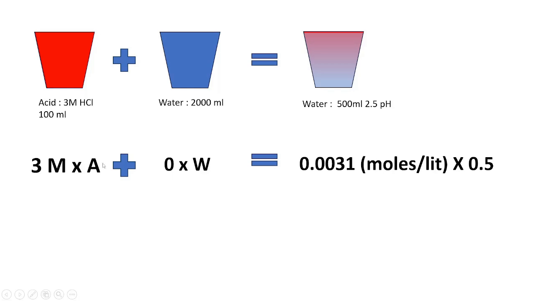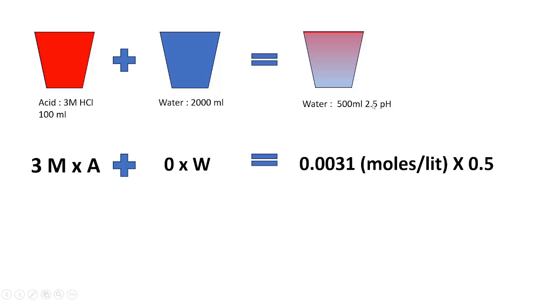Now you want to find out acid, that is A. A is a quantity of this solution of 100 ml which has 3 moles per liter, 3 molar, and I will be adding this to water. So here 0 is the concentration of H plus, which is not actually 0 because there is always some H plus in water, but it is in the order of 10 to the power minus 7. That's very small, so that's why I am neglecting it. That should be equal to 0.0031 moles per liter.